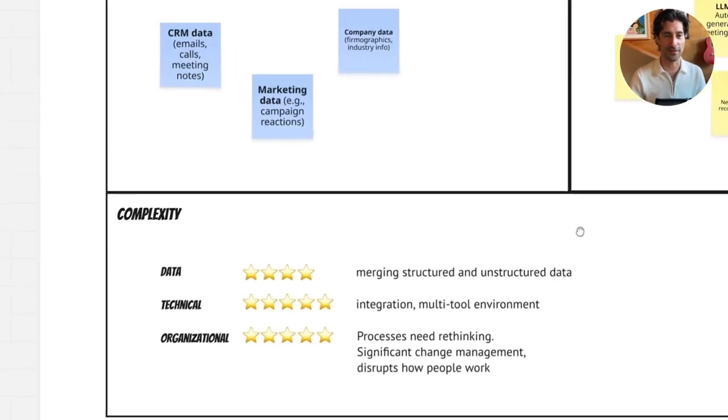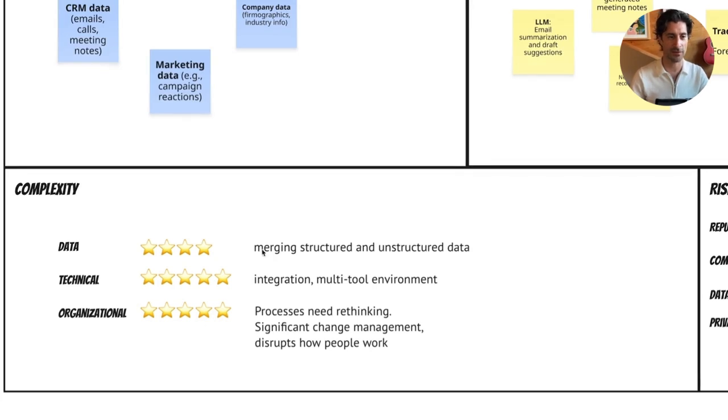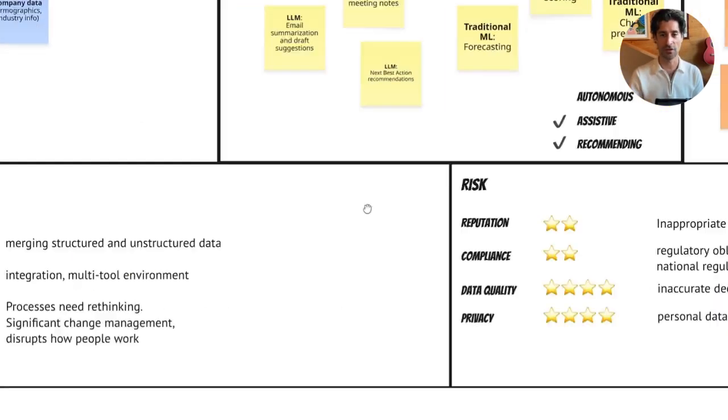In terms of complexity, we went through and assessed the 3 different dimensions. Data complexity, there's a lot of data coming in from CRM, from the marketing data, potentially from call logs. So you'd have to bring that all together, merging structured and unstructured data. I would give it a 4 out of 5. The technical implementation is fairly complex. We have multiple environments. So this is a 5 out of 5. And again, because this is a massive shift in how people work, you would have to put a whole bunch of effort into the organizational change.